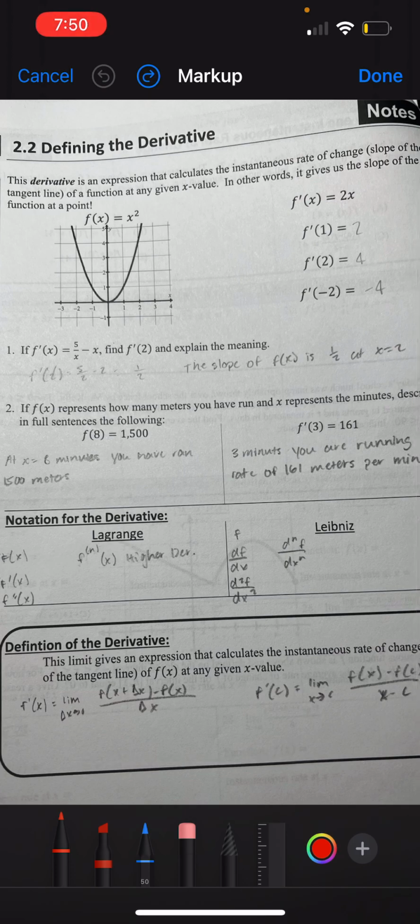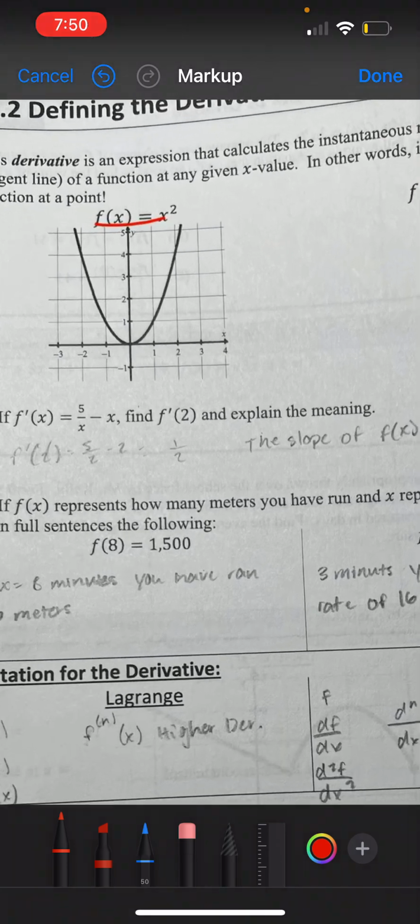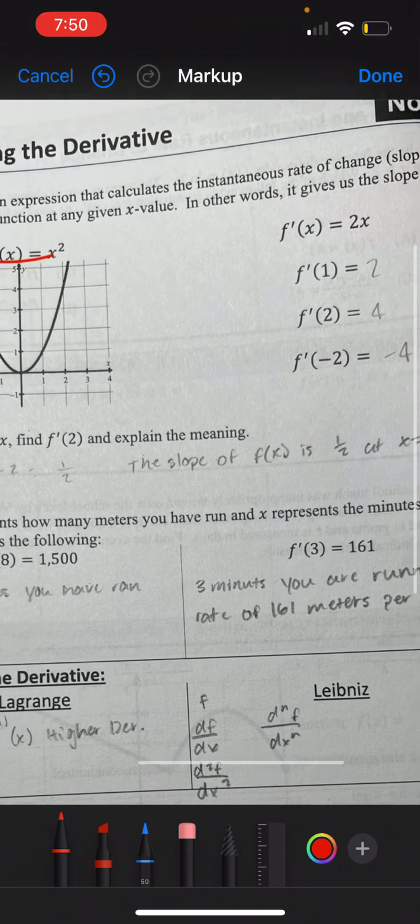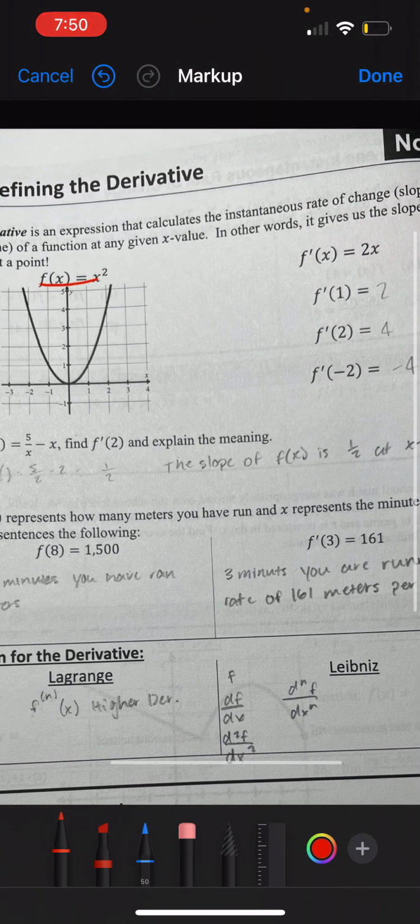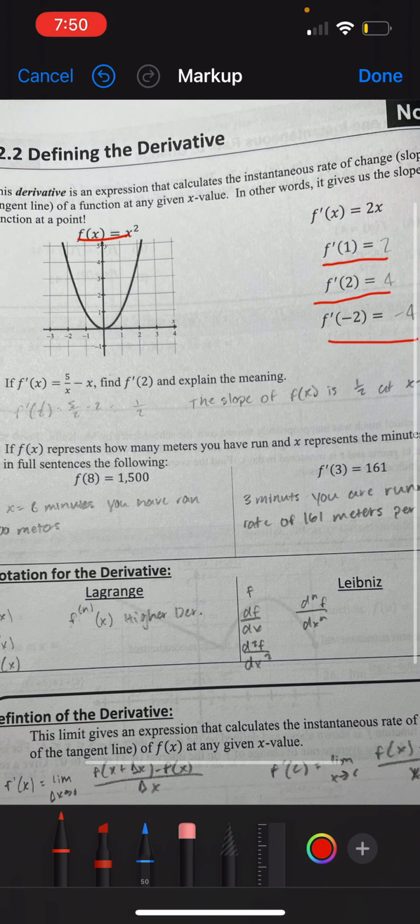So this graph represents this, right? And then from here, we can see that f prime of 1 is 2, right? Yeah, f prime of 1 is 2, and then f prime of 2 is 4, and f prime of negative 2 is negative 4, right?